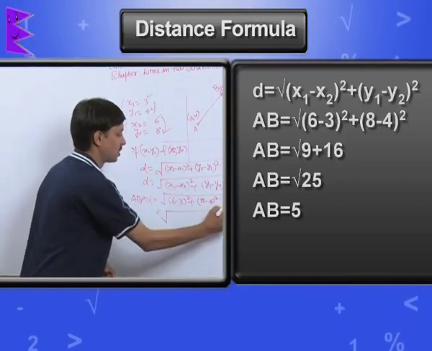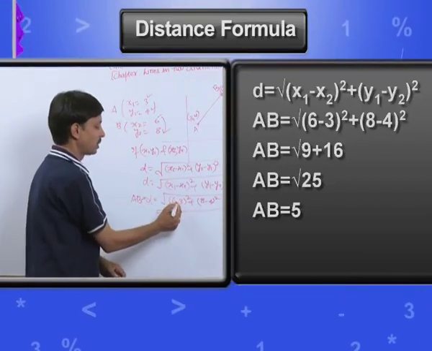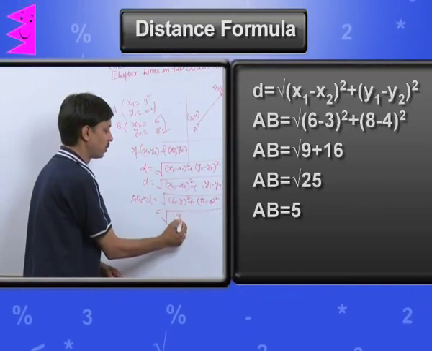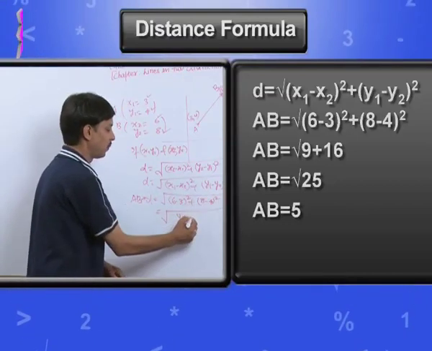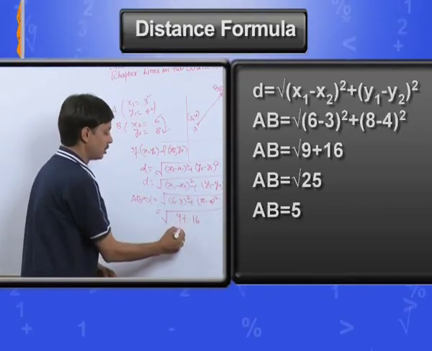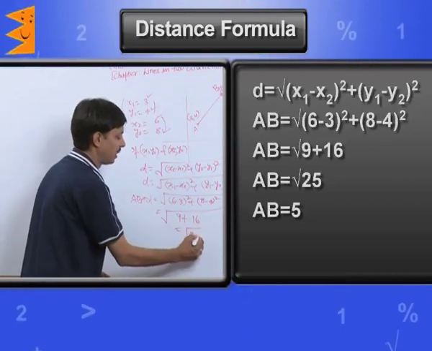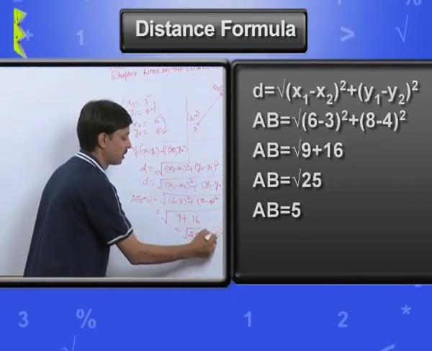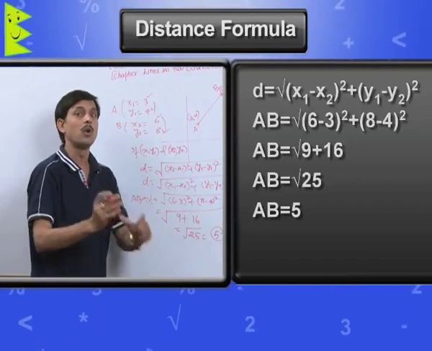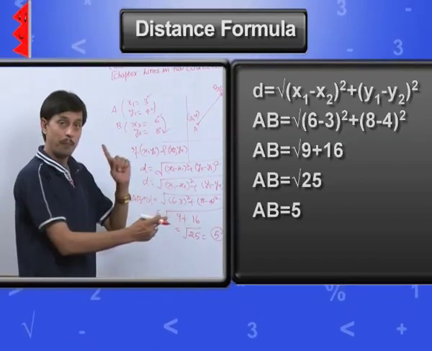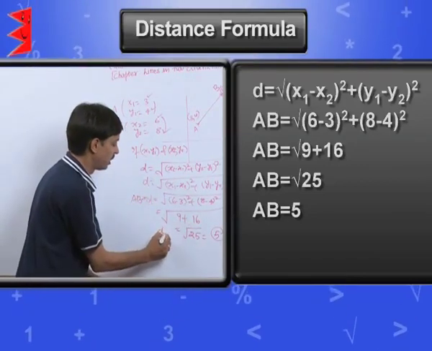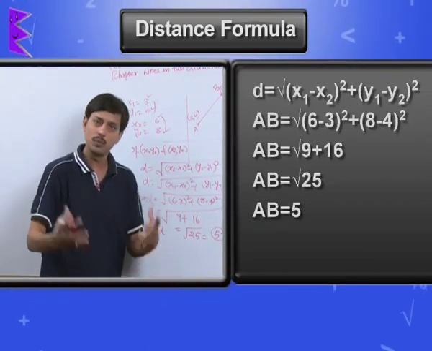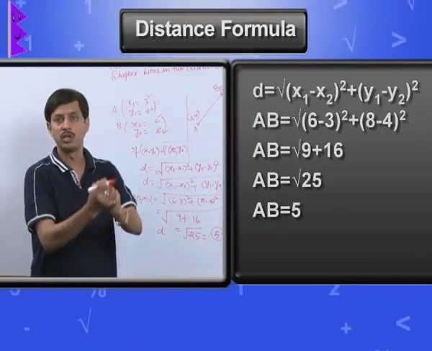And finally the square root, as the proof of the distance formula has been told to you. 6 minus 3 is 3, its whole square is 9, 8 minus 4 is 4, its whole square is 16. 16 plus 9 is 25 and its square root is 5, only plus 5, not negative 5. Why? Because we are calculating the distance, and distance is always considered positive.